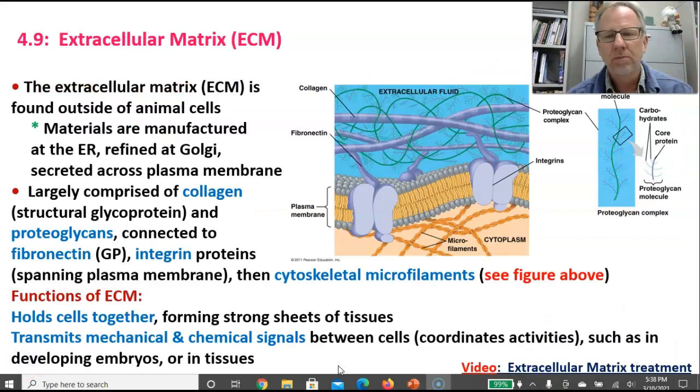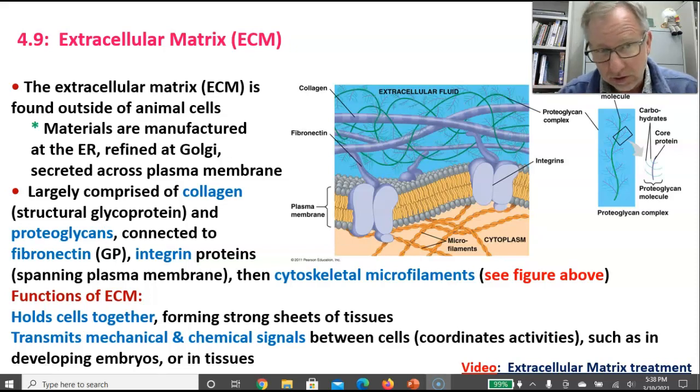All right, we are now moving outside of eukaryotic cells, and specifically, we're moving to the outside of animal cells, only animal cells. On the outside of animal cells is an extracellular matrix, abbreviated ECM. Sometimes biologists just call it the ECM.